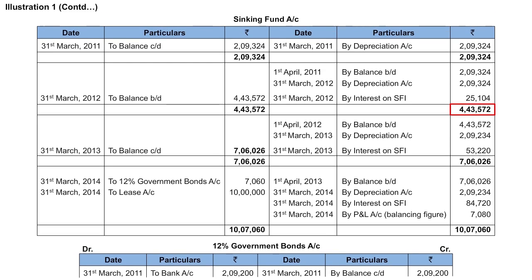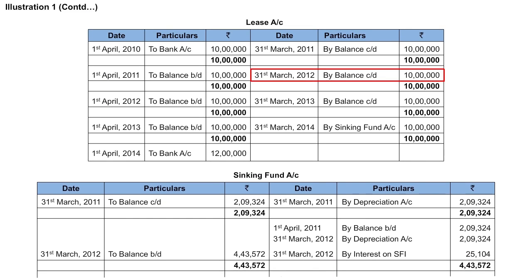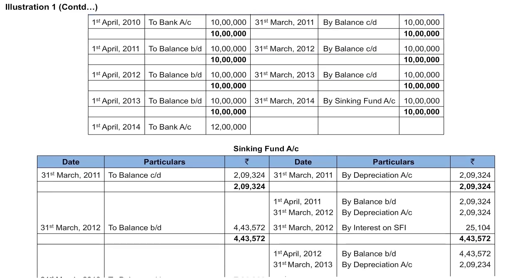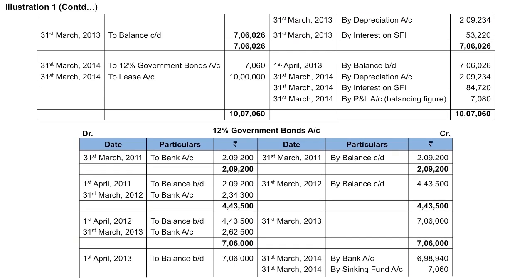Then balance in sinking fund also will be carried down, that will become opening balance for the third year. And lease account no change, so the balance will be carried down, and that will become the opening balance in the third year. Again third year, same sets of entries will be followed. So first you will charge depreciation, 209,234. Now in the third year, you will get interest again on the opening balance of the third year, which is 443,500. So on 443,500, 12% rate of interest, 53,220.